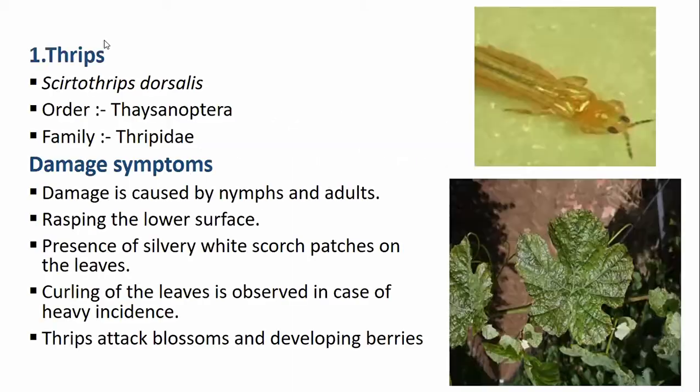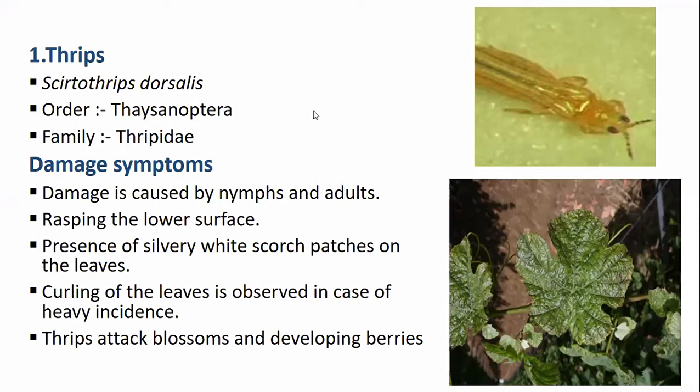First, we see the pests of grapes. Thrips are the major pest in grapes. Thrips dorsalis is the entomological name of the thrips, order Thysanoptera and family Thripidae. Damage symptoms: nymphs and adults cause the most damage to the grapes.